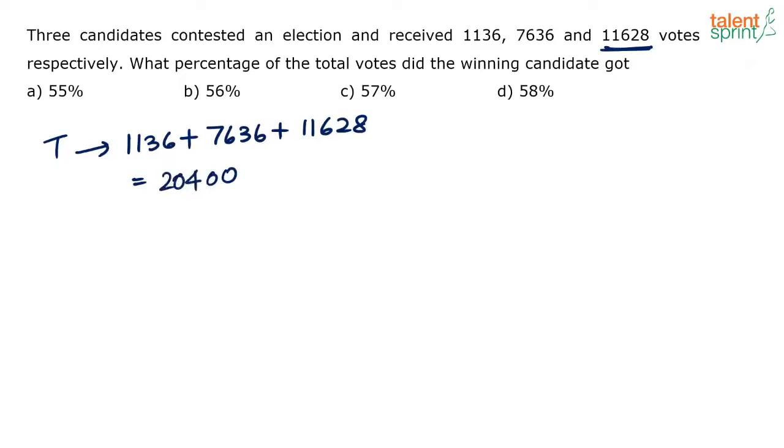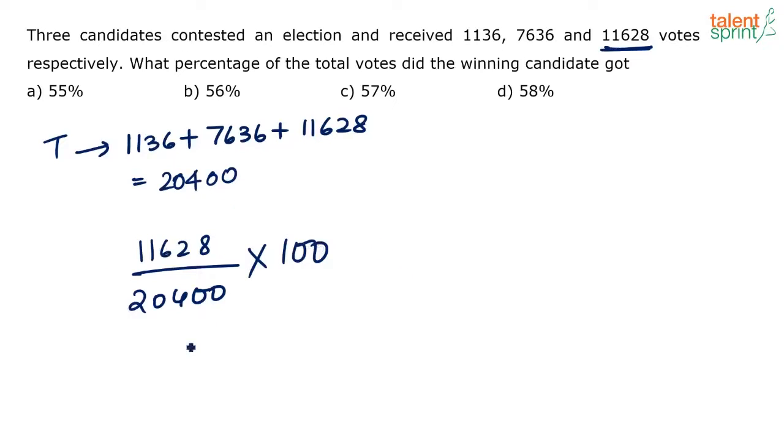So this is the total number of votes. Out of this total number of votes, how much has the winning candidate got? He has got 11628, correct, out of 20400. So what percentage of the total votes has he got? 11628 divided by 20400 into 100, correct?